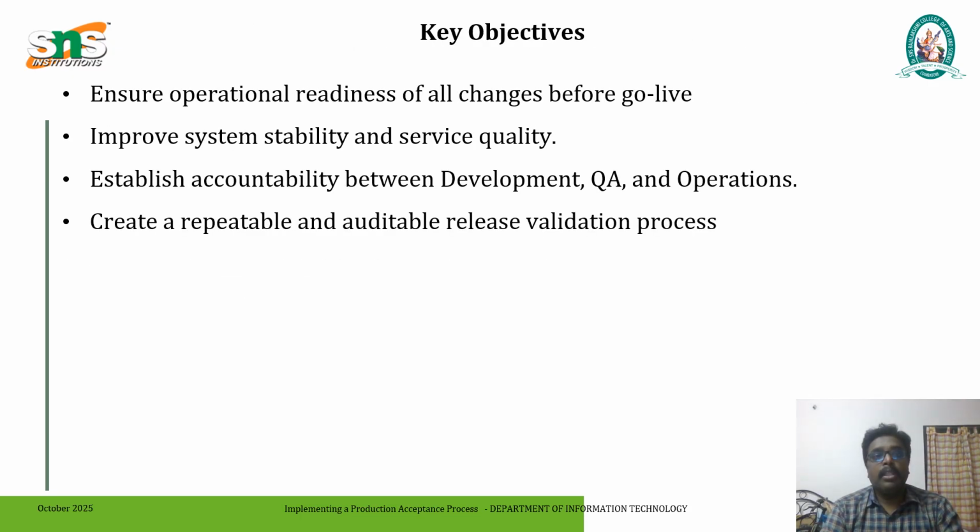The key objective of the production acceptance process is to ensure operational readiness for all the changes before we go on for implementation. It also helps us to improve system stability and service quality. It establishes accountability between all the departments, for example, development, quality assurance, and operations. It creates a repeatable and auditable release process, which helps us to monitor and manage the deployed system.